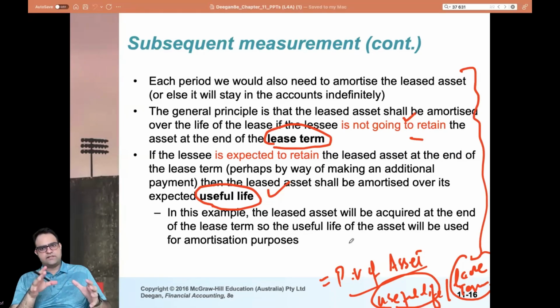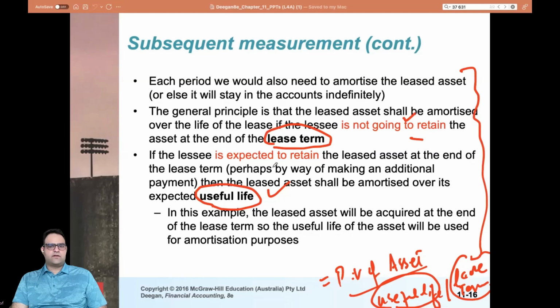Because for example, in this question, they have the asset for 4 years. Maybe after 4 years, they will return the asset. If they return the asset, then we can only amortize this asset for the lease period, because after the lease period, this asset will no longer be the property of the lessee.